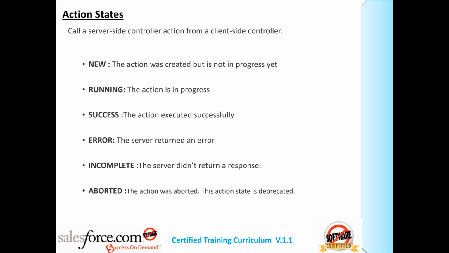Success means both directions went, Lightning to Apex, Apex to Lightning. That is called success. Error: Lightning to Apex, if something goes wrong, error. Lightning to Apex was success, but Apex to Lightning has a problem, then it's incomplete.